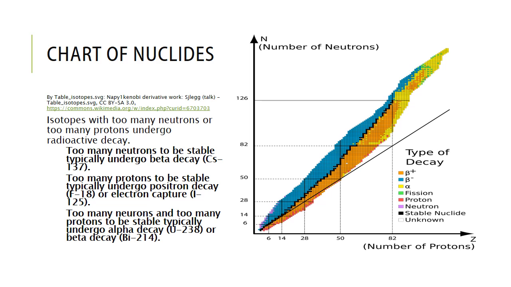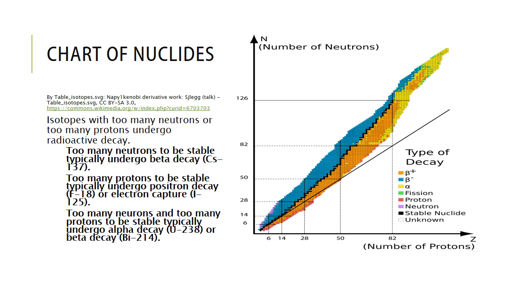Typically, if the nuclide has too many neutrons to be stable, it's going to undergo beta decay. Nuclides that have too many protons to be stable typically undergo positron decay or electron capture. And nuclides with too many protons and too many neutrons to become stable undergo alpha decay.